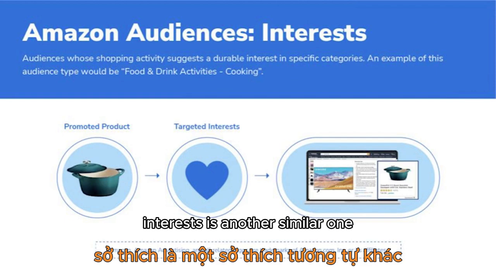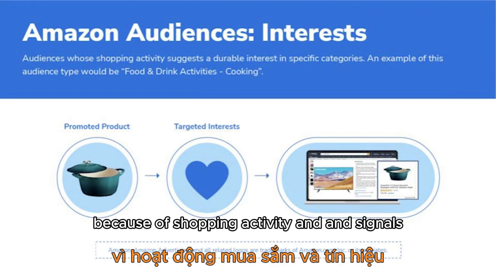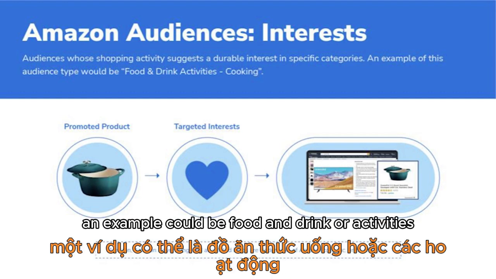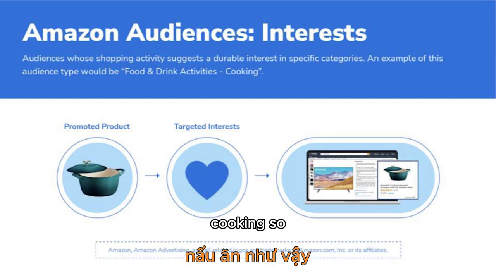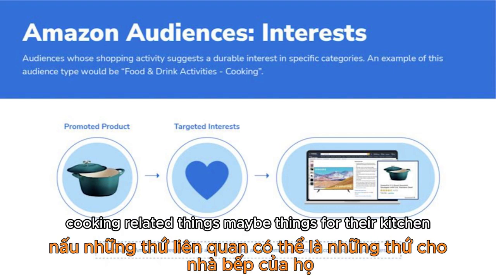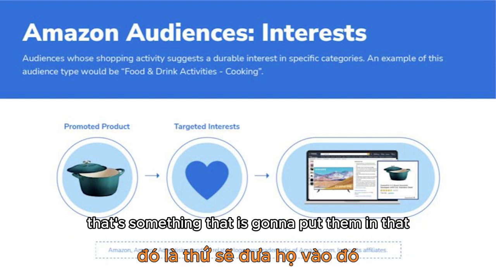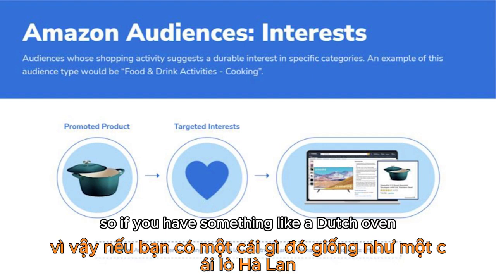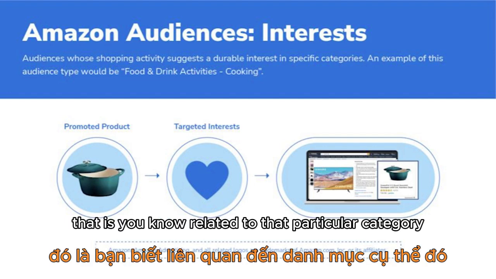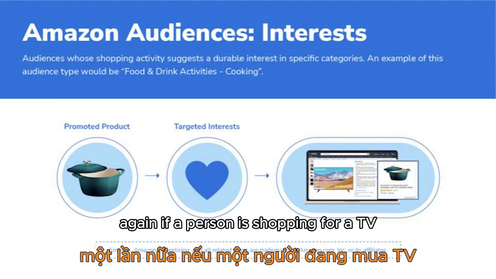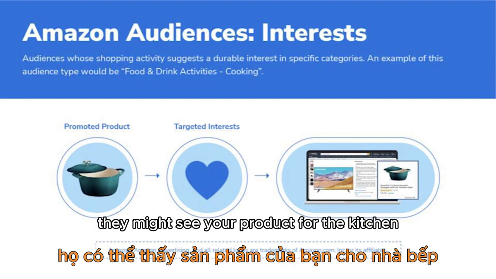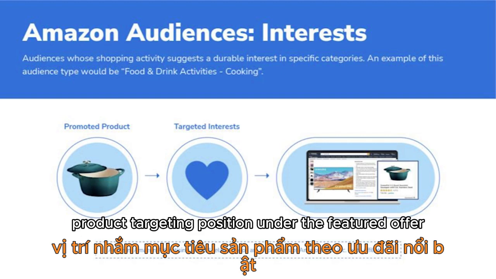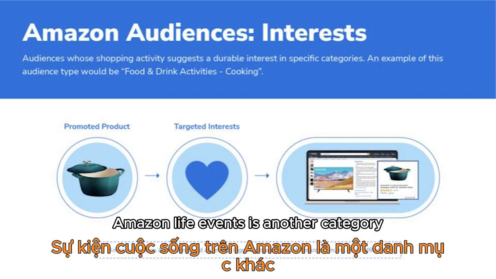Interests is another similar audience segment. Again, because of shopping activity and signals, Amazon knows basic interests of their shoppers. An example could be food and drink or activities, like cooking. So if a shopper has been buying a lot of cooking-related things, maybe things for their kitchen, that is going to put them in that particular audience segment. So if you have something like a Dutch oven in this example that is related to that category, again, if a person is shopping for a TV, they might see your product for the kitchen in that Sponsored Display product targeting position under the featured offer, the bullets, like I showed you live within Amazon.